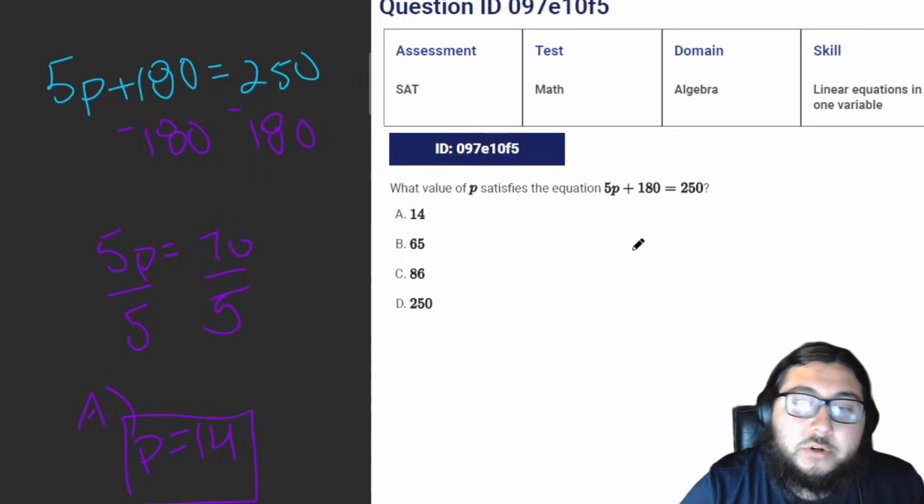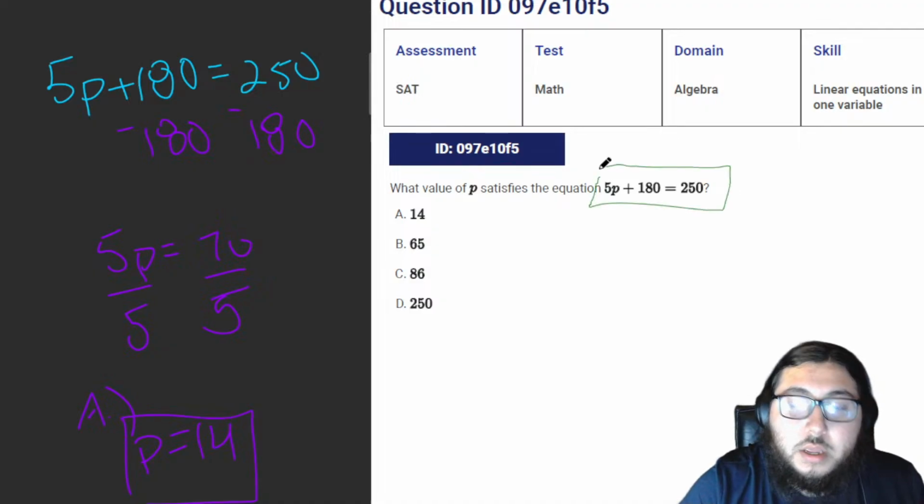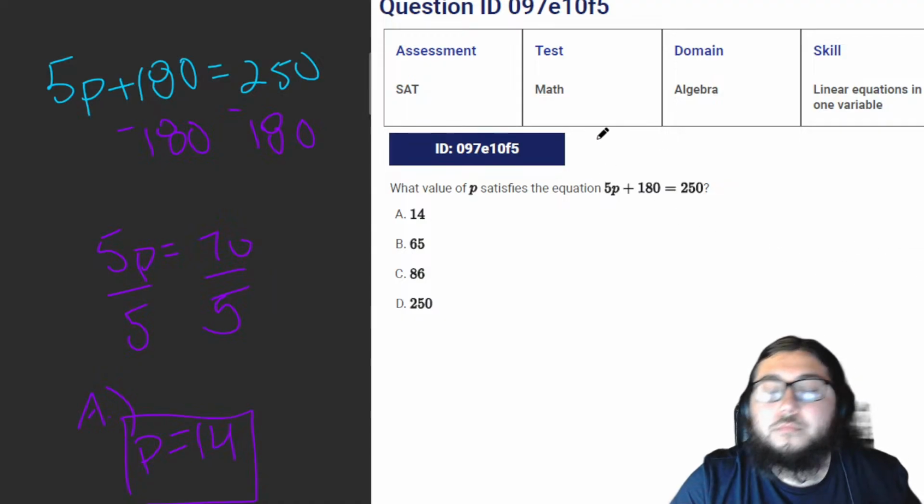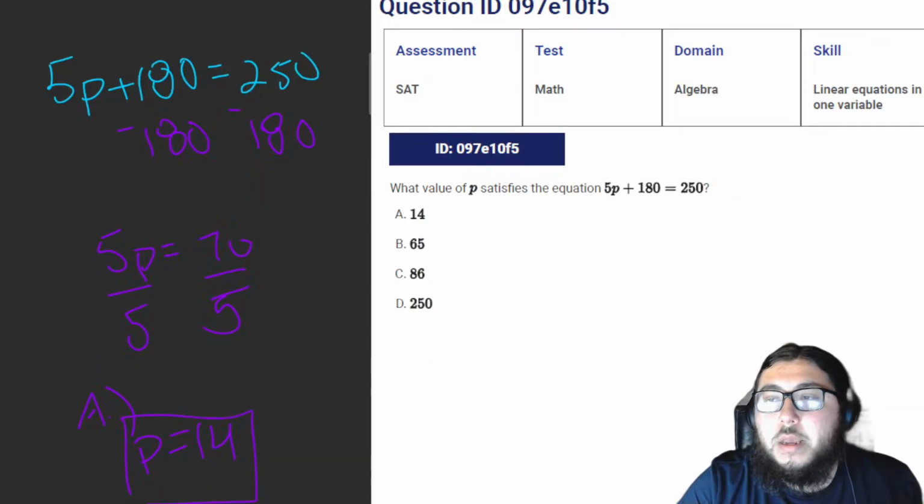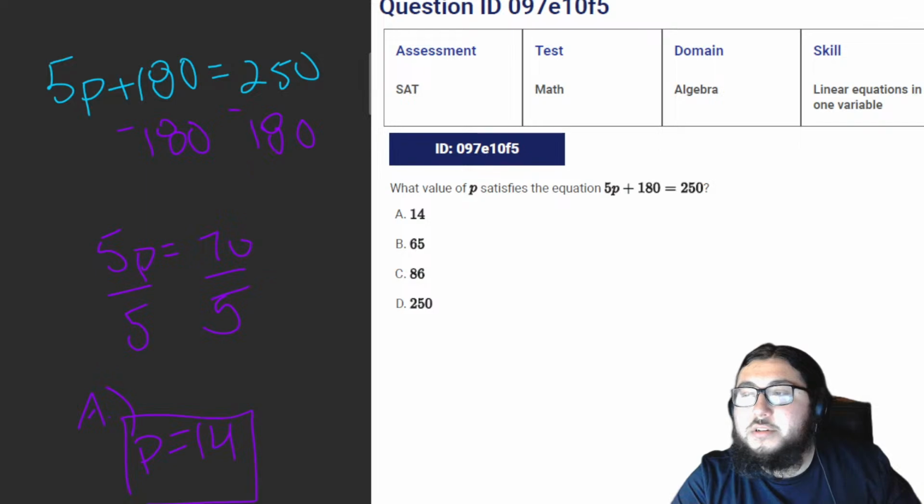And if you really want to be sure, you can substitute p, which is 14, back into this equation right here, and then do that. If there are no questions on this, we'll move on to the next equation after I check the shared Dropbox.